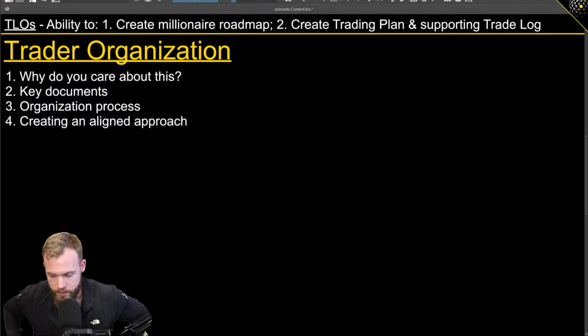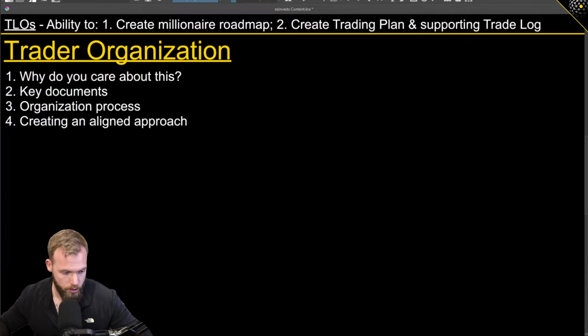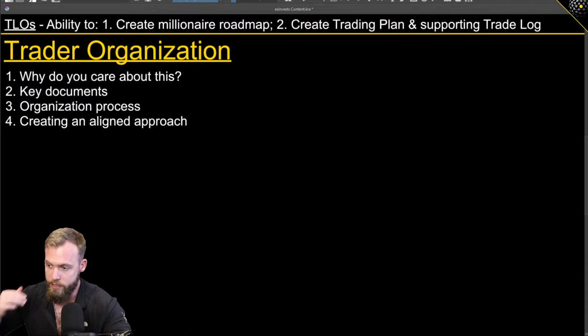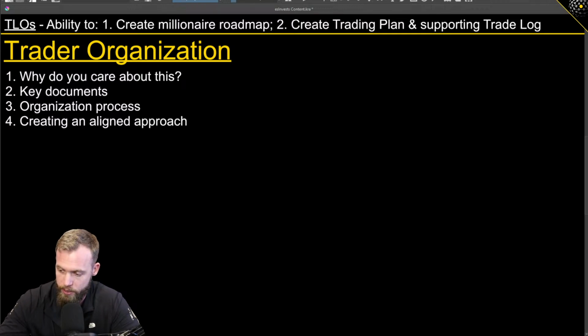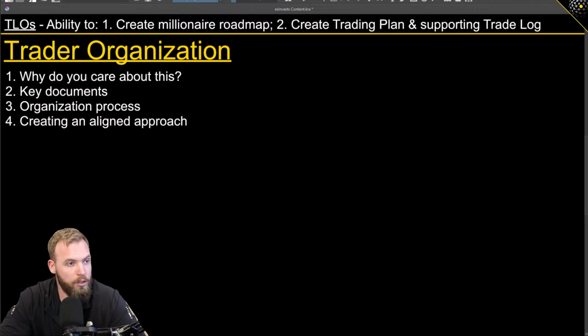So let's talk about this idea of trader organization. Now, as always, from the military learning style, we always start with TLOs, ELOs. You don't get ELOs because I don't care about them. I care about TLOs. And this is the end state. At the end of this session, you should be able to complete these 2 tasks. The first task is to create your own millionaire roadmap, which we talked a little bit about in the planning section earlier on, but we're going to touch on it again quickly.